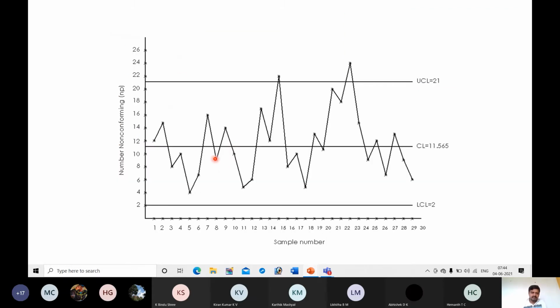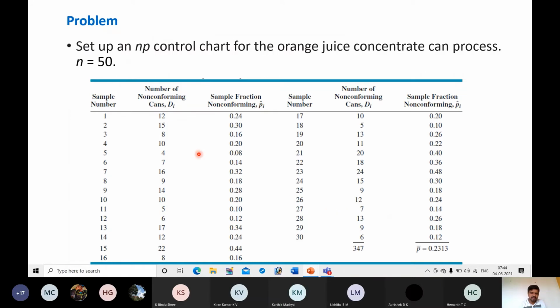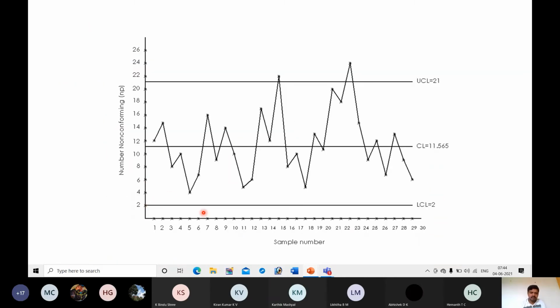So this is the control chart plotted. On the x-axis, plot the number of samples. There are 30 samples, so you have to consider 30 divisions. Next, you have to consider the number non-conforming. Okay, so again you have to look into the values. The minimum value is 2, the maximum is 21, based on the lower control limit and upper control limit. Other than that, you can also consider the minimum and maximum values of the data. Based on that, you can decide what the unit on the y-axis should be.